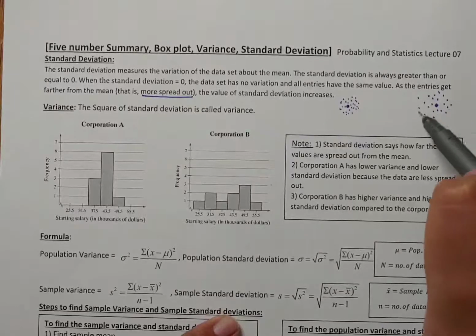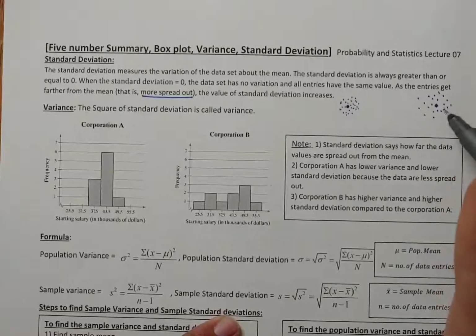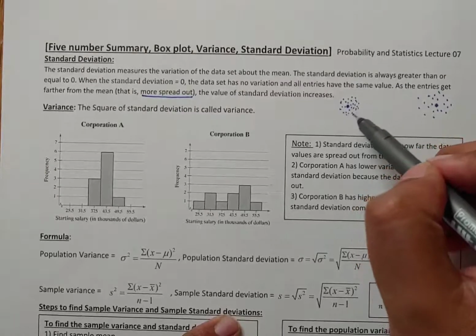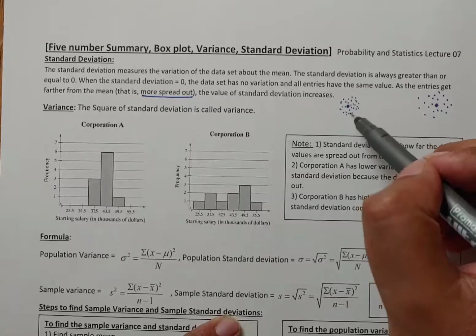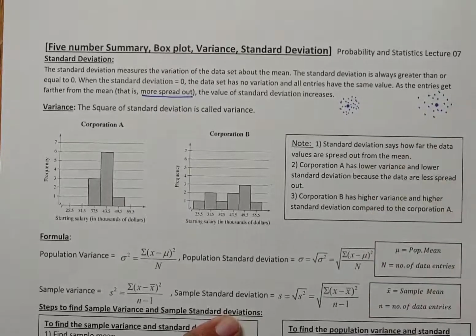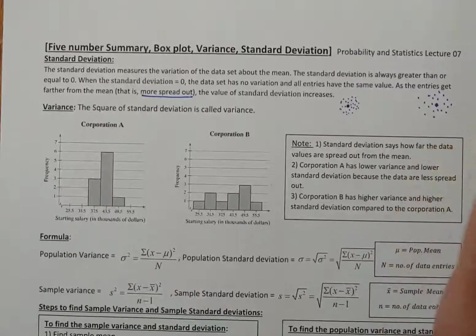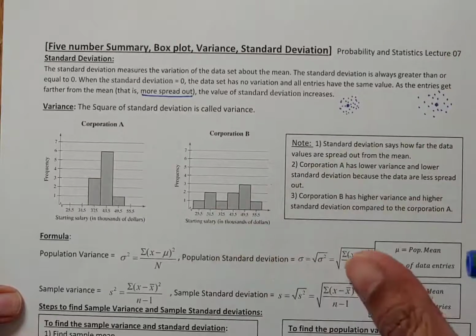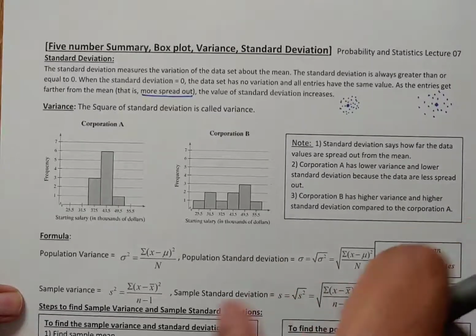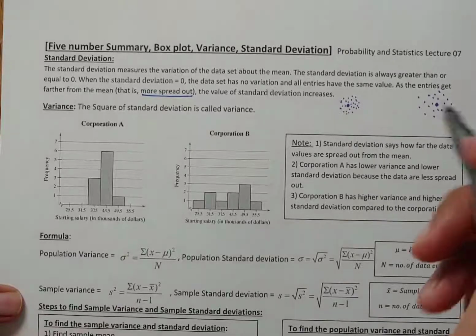So this data has a bigger standard deviation than this data. This data has a smaller standard deviation because it is more compact, and this data is more spread out. So the standard deviation is a measurement, a number which gives us an idea of how far the data are spread out. Whether the data is more spread out or compact, we can estimate from the standard deviation.